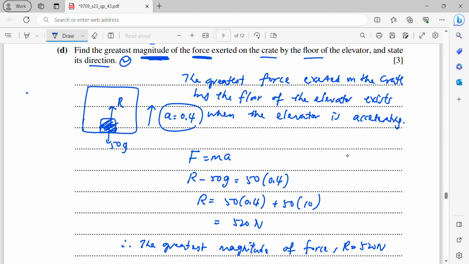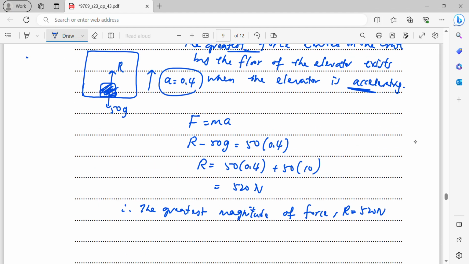Then what is the direction? You need to state the direction. So the direction will be upwards, because we know that it will happen when the elevator is accelerating. So the direction is upwards. Okay, so that's the solution for this question 6.